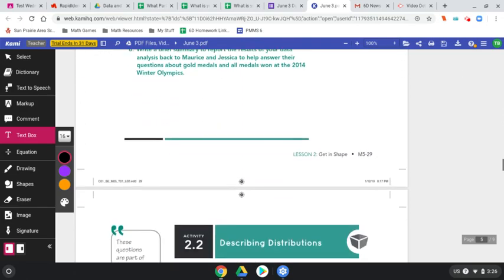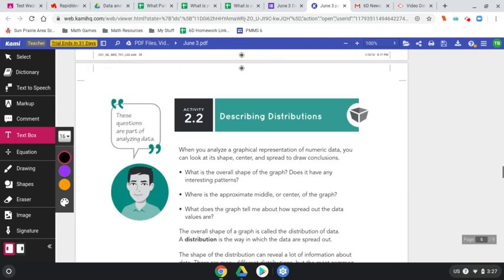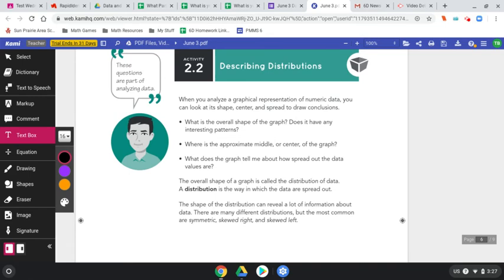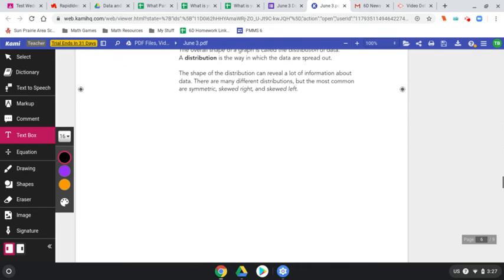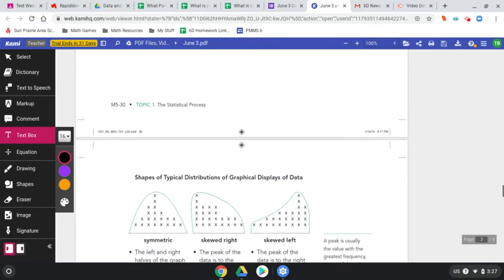One other thing that I wanted to show you today is describing different distributions. All the distribution means is the overall shape of the graph, or how the data is distributed out over the graph. There are different ways to look at it. It could be symmetric, skewed right, or skewed left. We're going to talk about those things as we build our graphical representations.